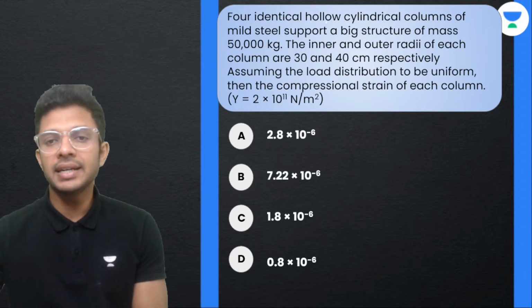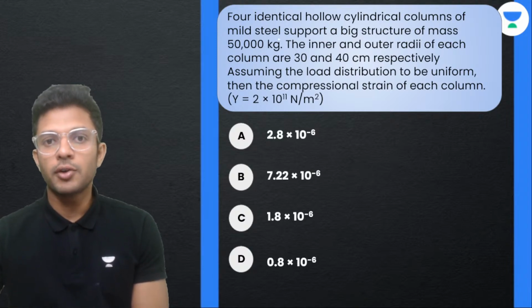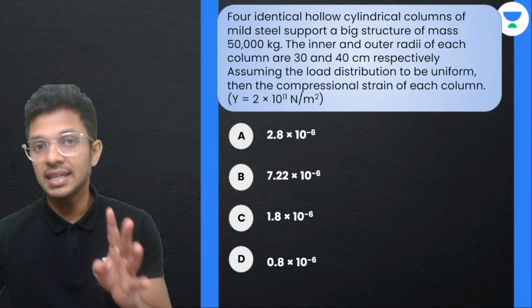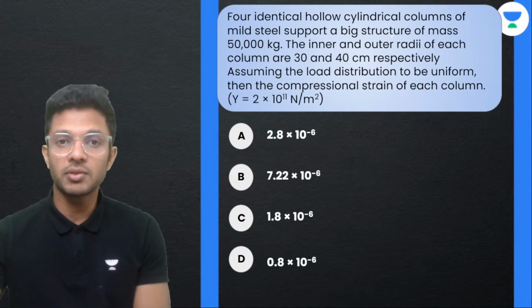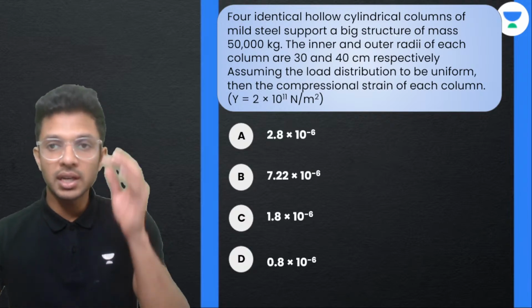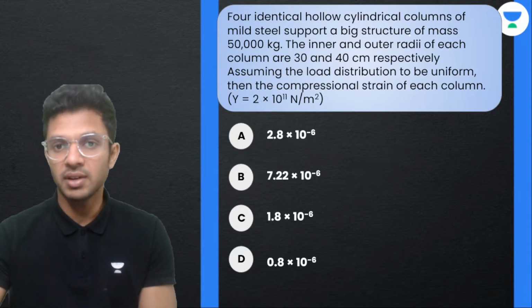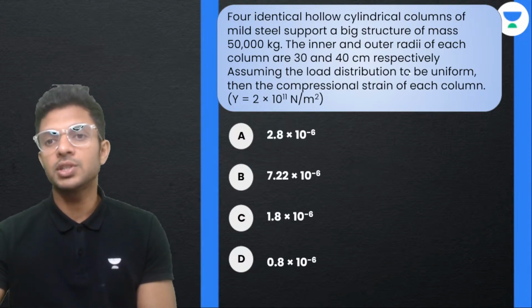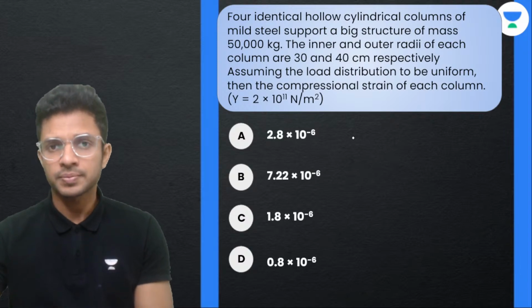Look, four identical hollow cylindrical columns of mild steel support a big structure of mass 50,000 kilograms. The inner and outer radius of each column are 30 and 40 centimeters respectively. Assuming the load distribution to be uniform, find the compressional strain of each column.